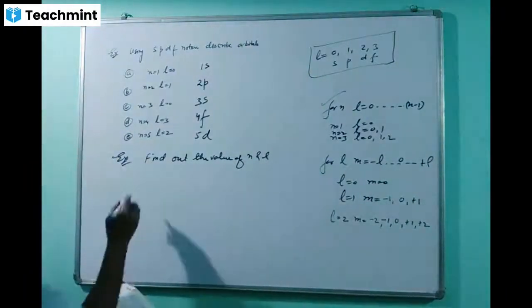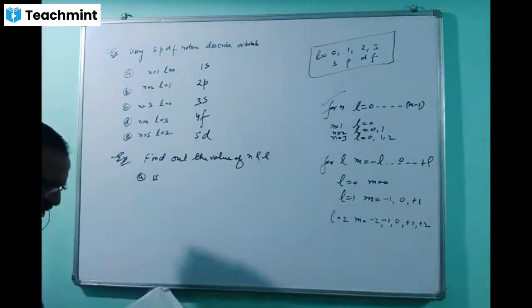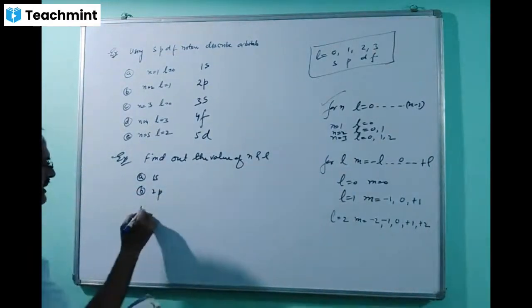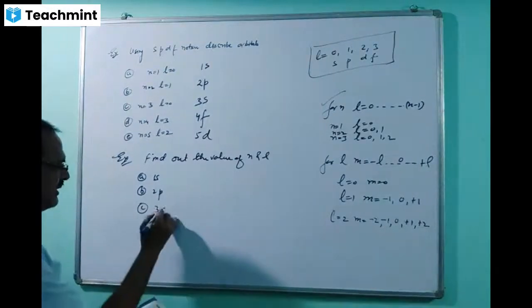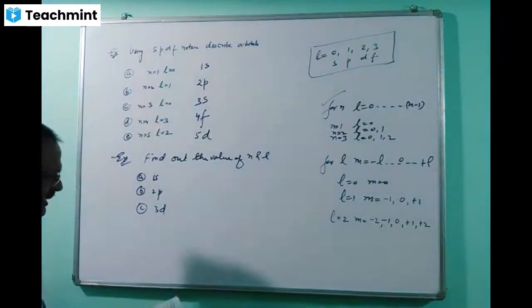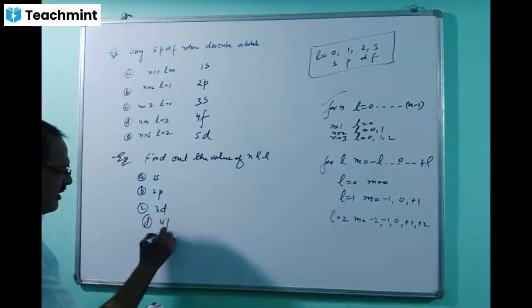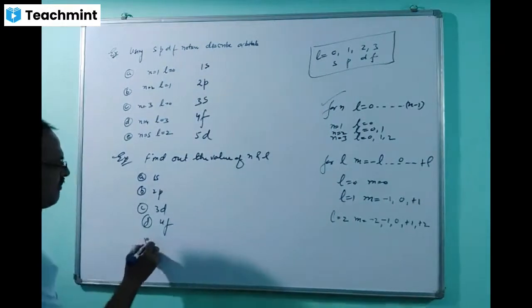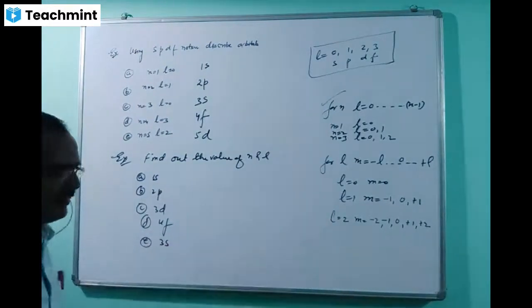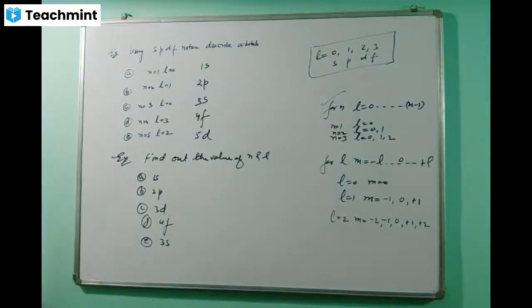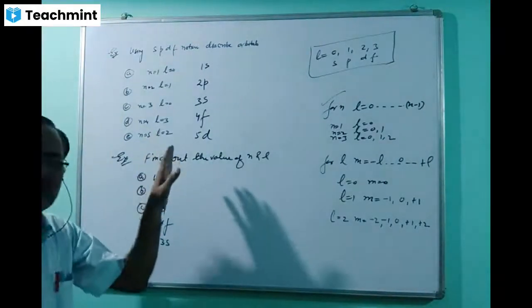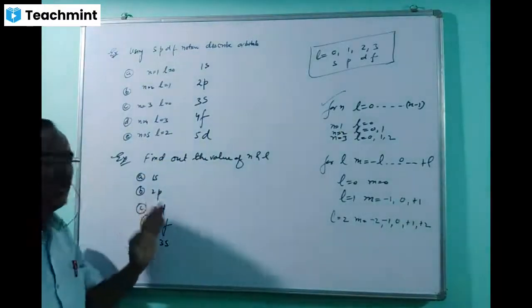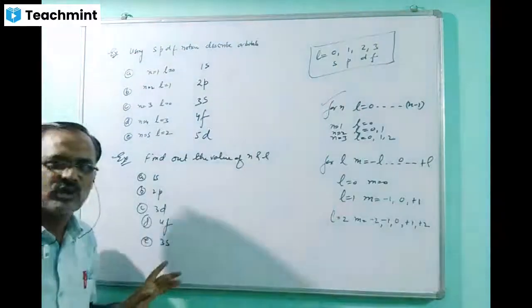Just you see that A is 1s, B is 2p, C is 3d, then D is 4f, and E is 3s. This notation is given. The first quantum number was given, and from the quantum numbers you have got that symbol, and here the symbols are given. You have to find out the value of N and L. So all of you look here.